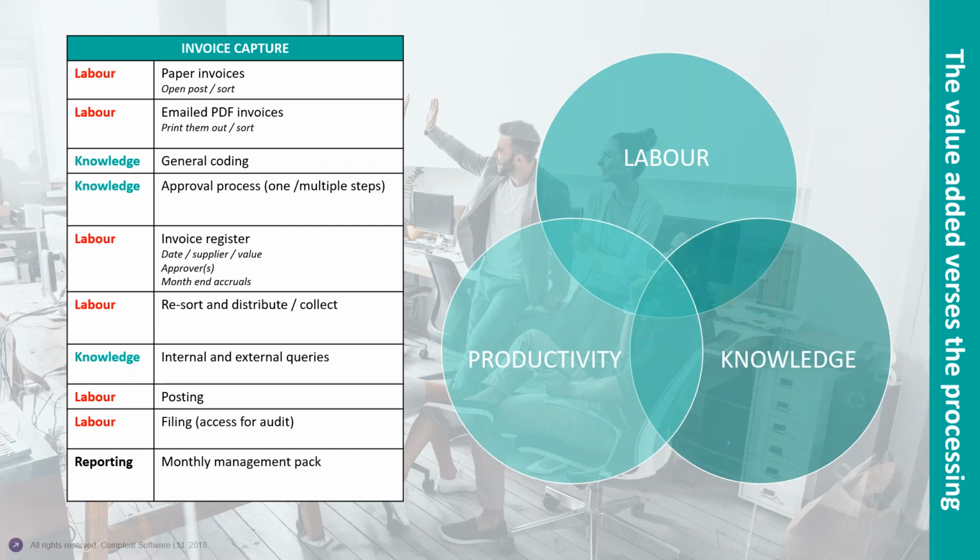When you break down the AP process into components, it falls into 2 activities. The pure labor, which delivers no value and just adds cost to the process, and knowledge, an individual's experience and understanding which is required to make a decision or take an appropriate action. Automation is about removing that labor content.